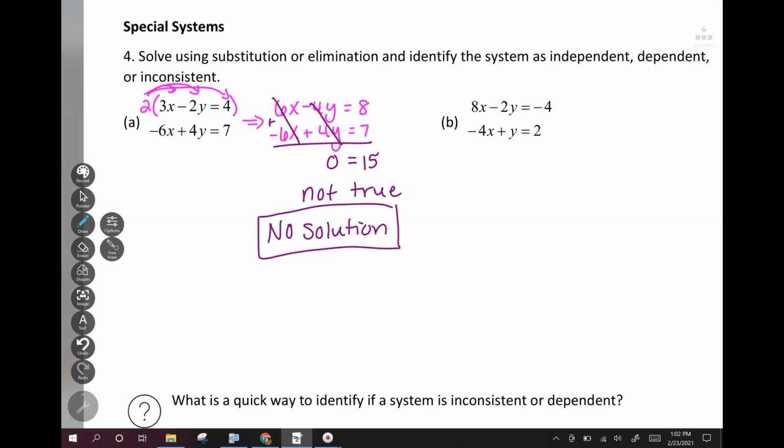There's no point where those two lines intersect, which, if there's no point where the two lines cross, then they must be parallel. If you picture that on a graph, the lines have to be parallel if there's no solution. Well, that also tells you what type of system this is. It is inconsistent.